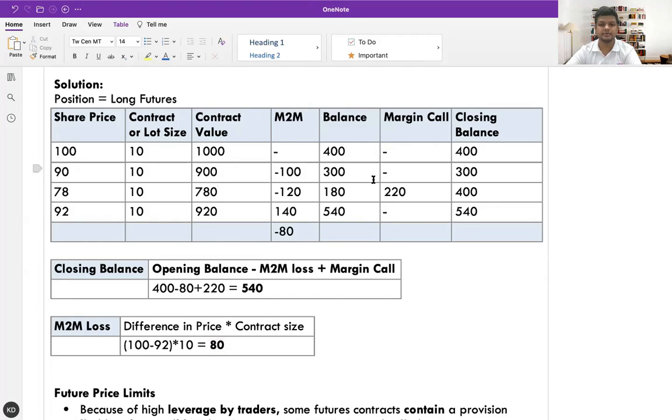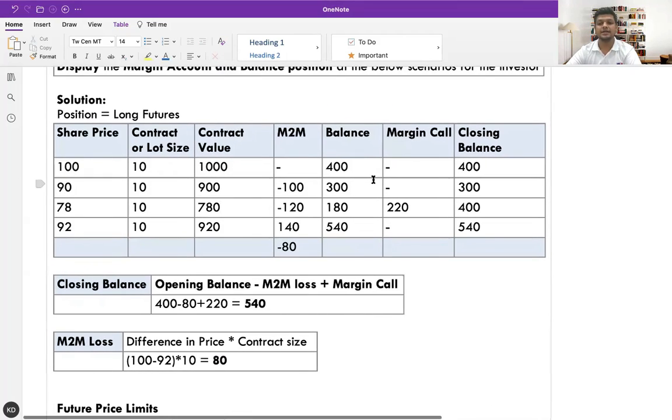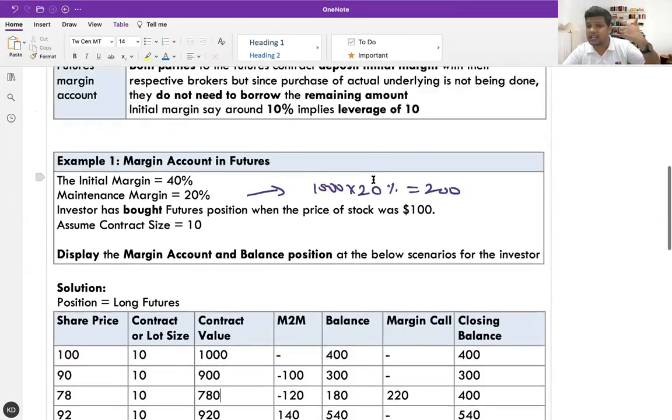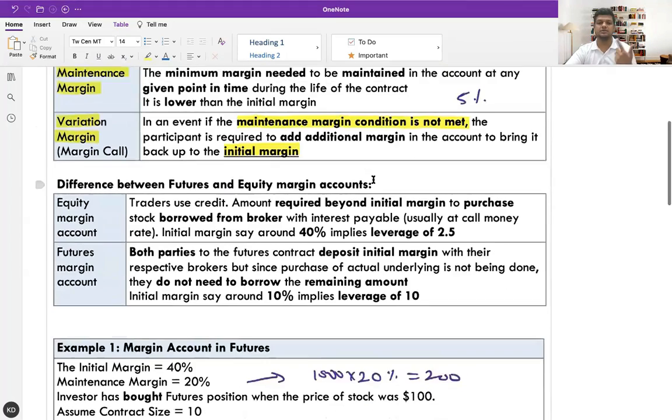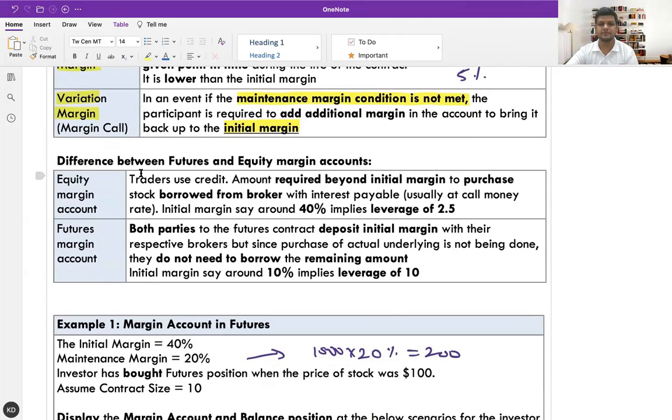Make sense? Right? Now, this is how the margins are calculated. On a daily basis, they are settled. And when the balance goes below the maintenance margin, you get a margin call. The margin call has to be filled till the initial amount. Initial margin. Clear?